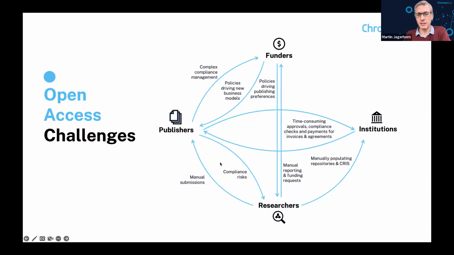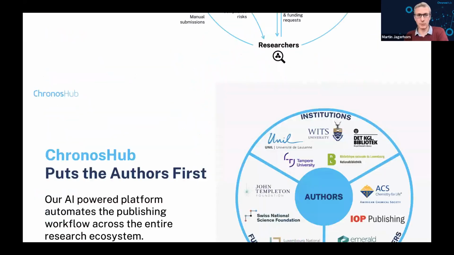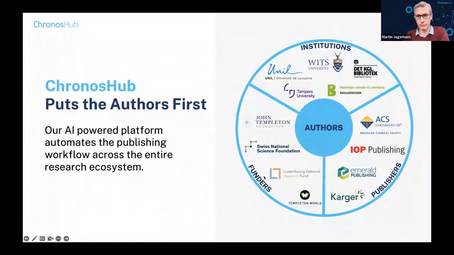So this is not really a great situation for anyone, right? We have a very fragmented system. It's difficult with analysis and reports, but primarily a lot of manual work to fill in the same information over and over again from scratch. So this is the perspective that we have, regardless if we work with funders, publishers, or institutions, right? So these are examples of organizations using the ChronosHub platform.